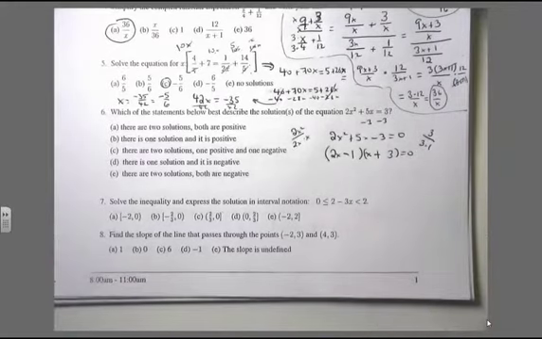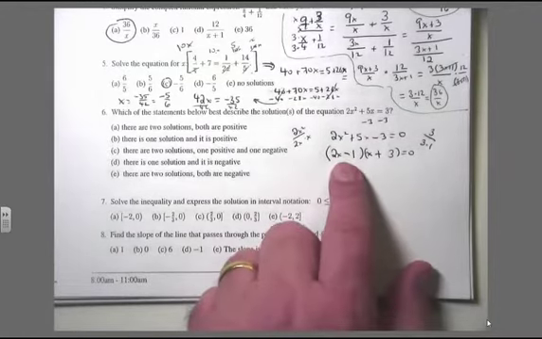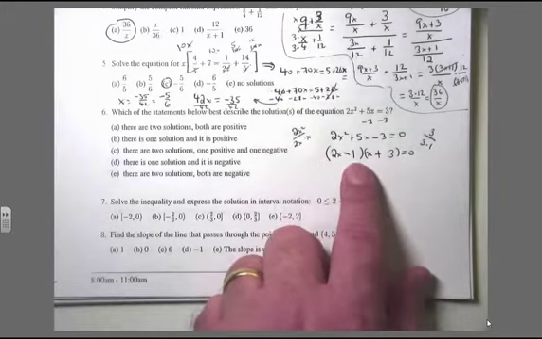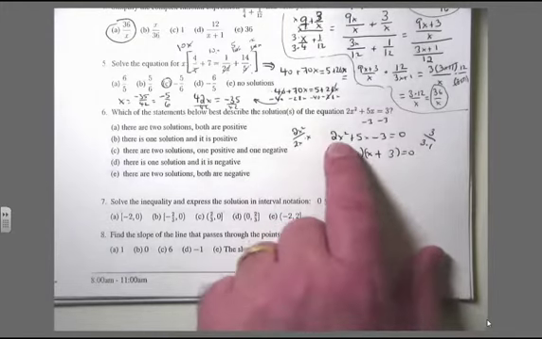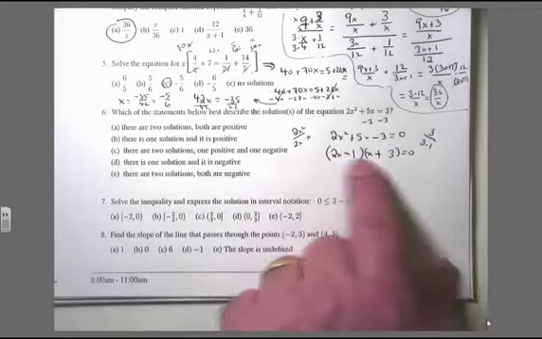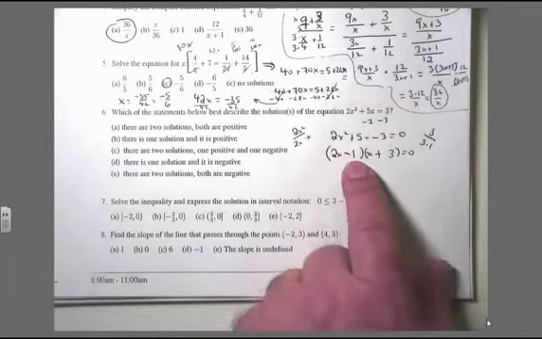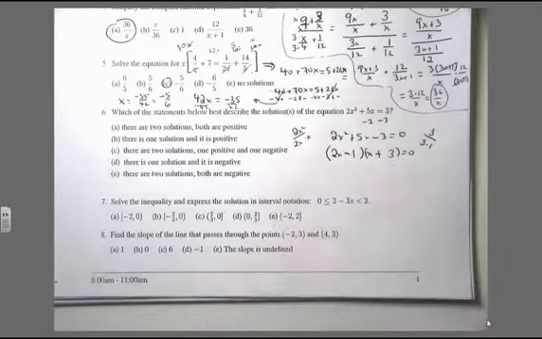Now, when you're doing this stuff, careless errors kill you. So if I'm not sure about my factoring, fold it back out just to double check. 2x times x is 2x squared. 2x times 3 is a positive 6x. 1 times x is negative x. 6x minus x is 5x. And negative 1 times 3 is negative 3. So this did factor properly.